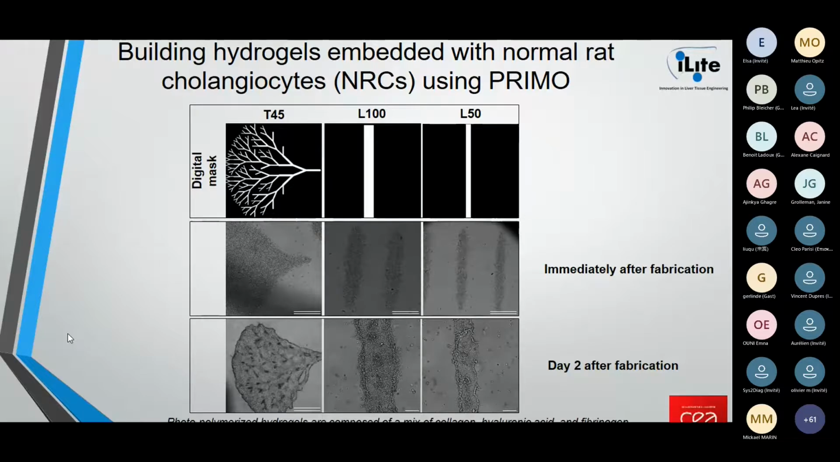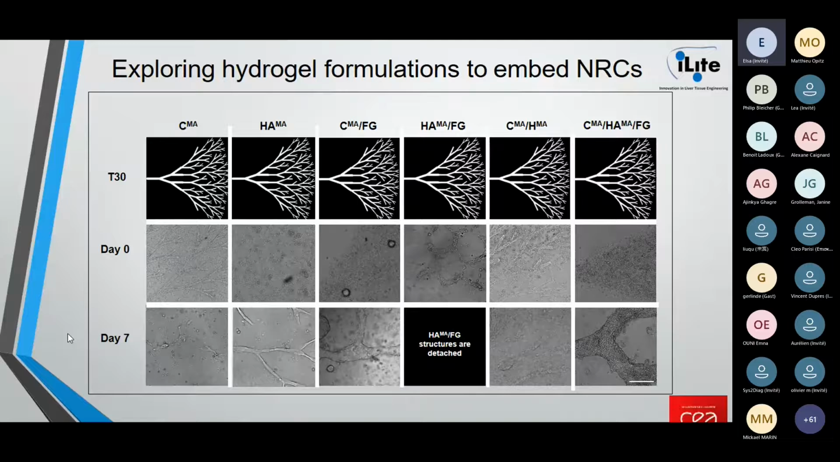So to characterize this mixture with collagen, hyaluronic acid, and fibrinogen, what we did also is to see if we remove one or two components of this mixture, what will occur over time culture. And as you can see in this table, actually, if you remove one or two components from this matrix, after 1 week of culture, the formation of tubular structure will fail. Except for our successful mix with collagen, hyaluronic acid, and fibrinogen.